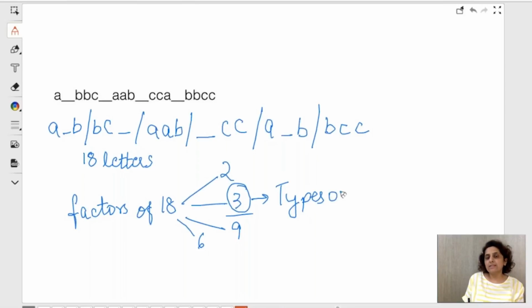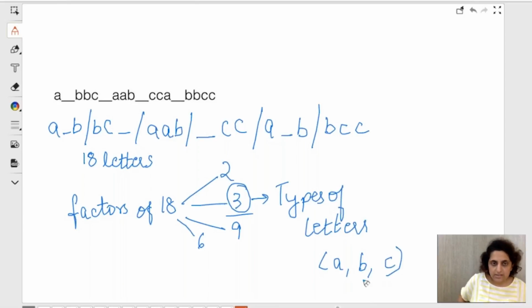Why? Because there are 3 types of letters here: we have A, we have B, and we have C. So I've written the entire series again and divided it into groups of 3, 3, 3. First is A dash B, one group, second is B, C, and dash, the second group, then A, B, the next group. We'll continue. So this is how we are going to divide the series.